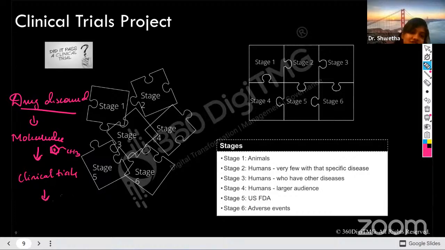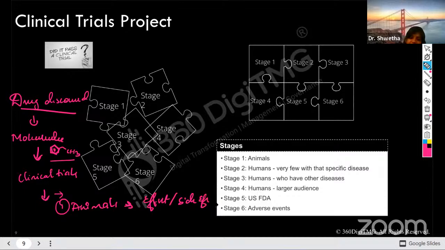Now, again, in clinical trials also, there are multiple phases. Taking this molecule, first it is given to animals. This drug is tested on animals, whether the effect is found or not, and they even check for the side effects. If this is cleared, then they go for testing it in humans.